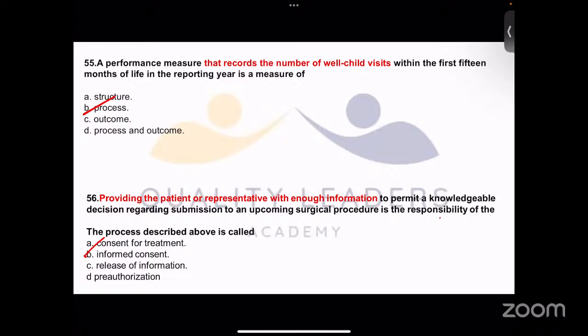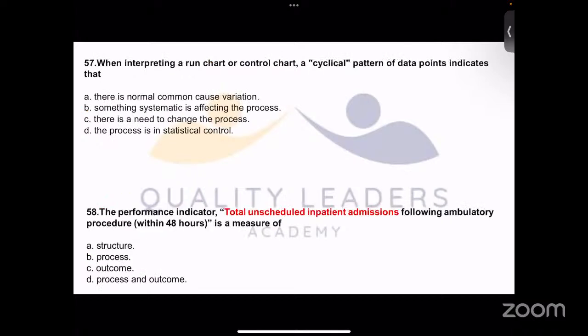invasive procedure. Number 57. When interpreting a run chart or control chart, a cyclical pattern of data points indicates that A, there is normal common cause variation, B, something systematic is affecting the process, C, there is a need to change the process, D, the process is in statistical control. So a cyclical pattern in a control chart would look like this. Okay. So for example, we have the UCL here, and then we have the LCL, and then we have here.